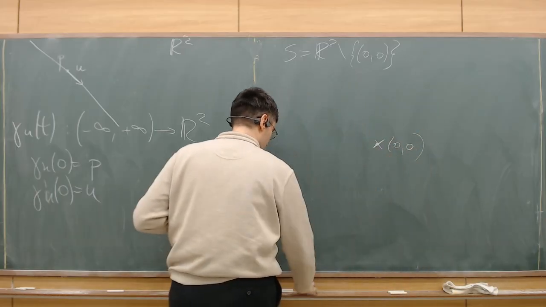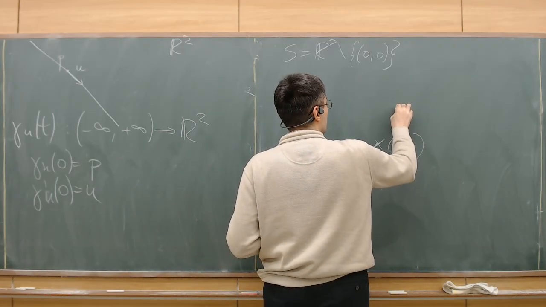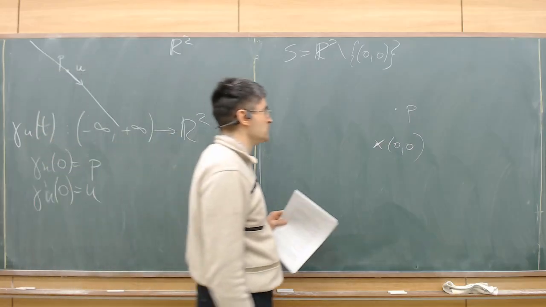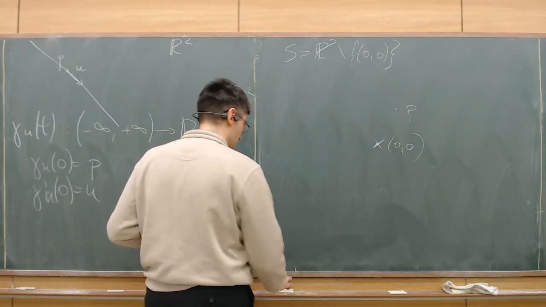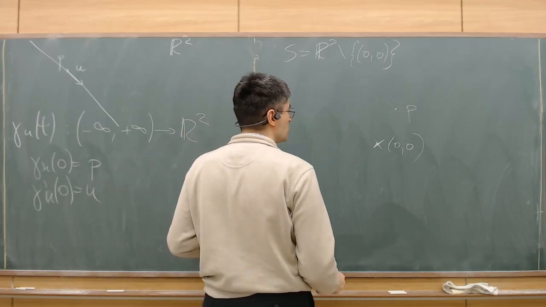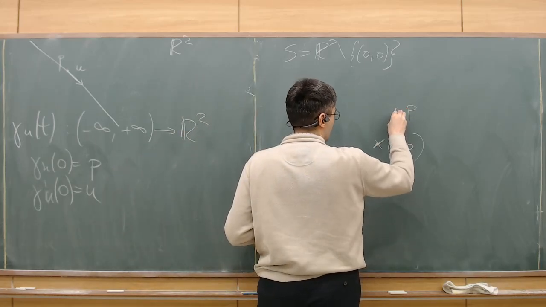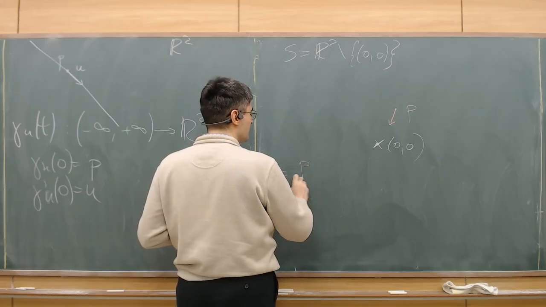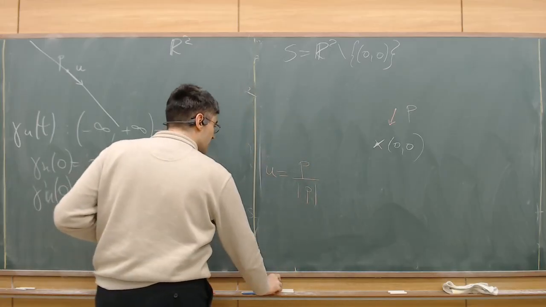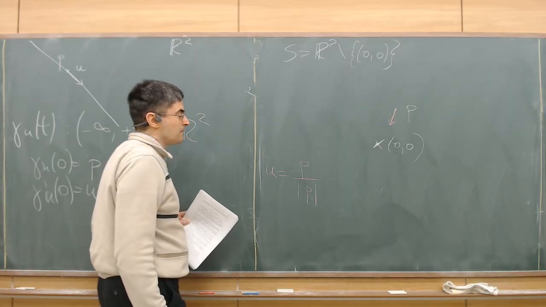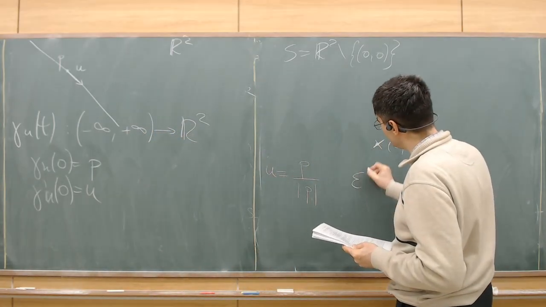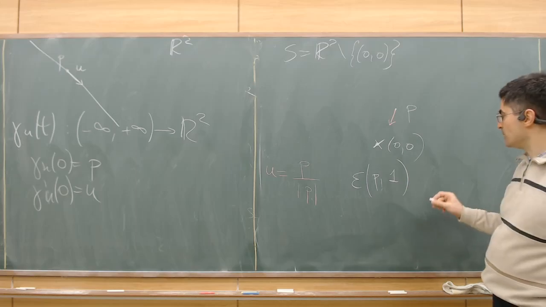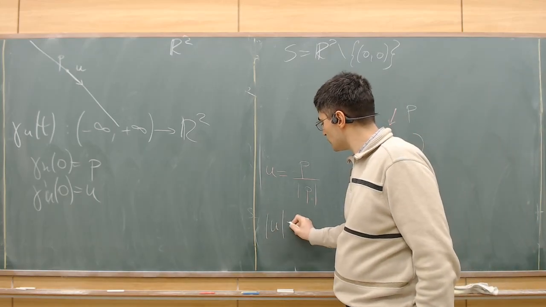So suppose that this is the origin, and you take P, you choose P to be this point, and suppose that you choose U to be the vector P over the length of P. Let's ask ourselves what is the value of epsilon P1. Why 1? Because the length of U is 1.